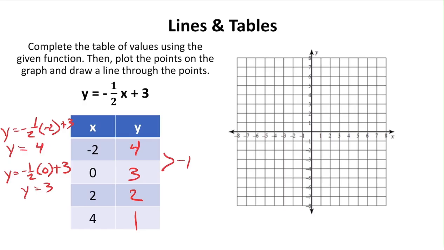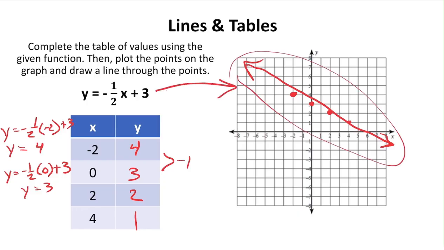And then we graph it. Negative 2, 4 is here. 0, 3 is here. 2, 2 is here. 4, 1 is here. And then we graph the line. I didn't draw it very well, but your line should travel through all your points. So draw your line better and straighter than I did, but this is the main idea right here. This is this line when you graph it. Okay?